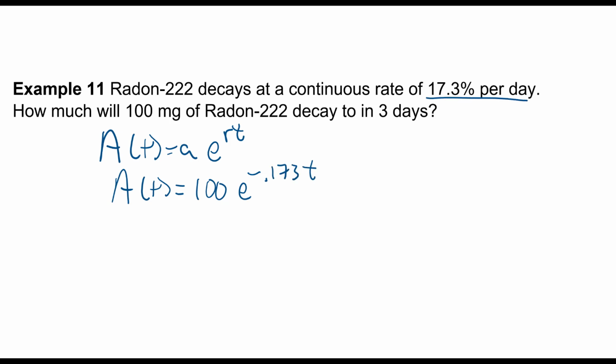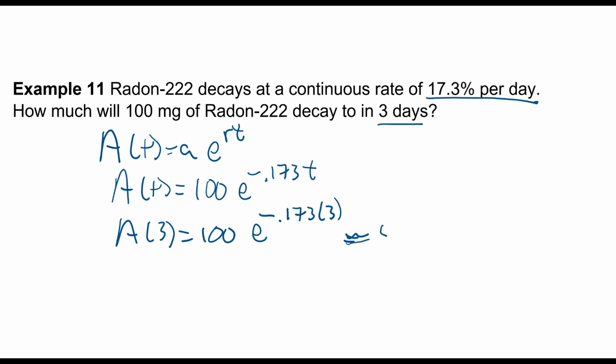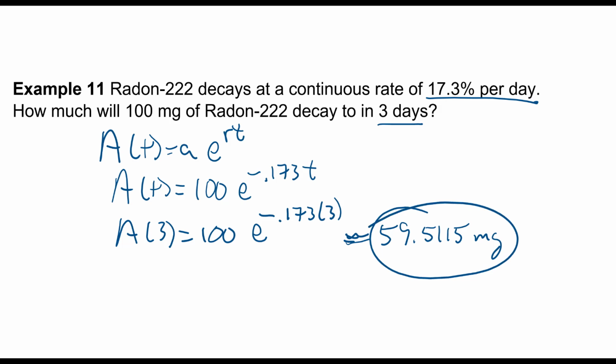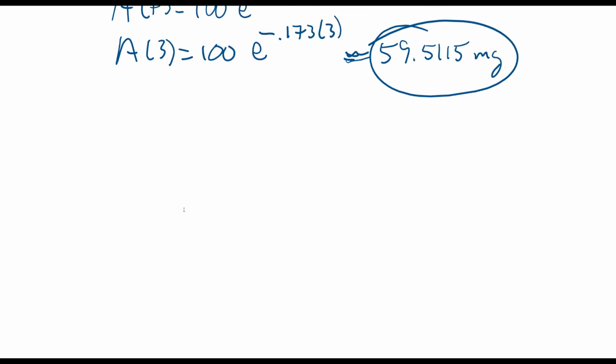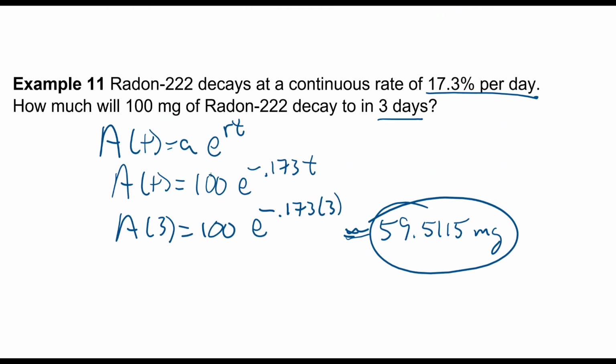And this is a per day rate, and they give this in days. So the amount after 3 days is 100 times e to the negative 0.173 times 3. That's approximately, and in the calculator we end up with 59.5115 milligrams. That is what remains. And that's it for this video and this section too.